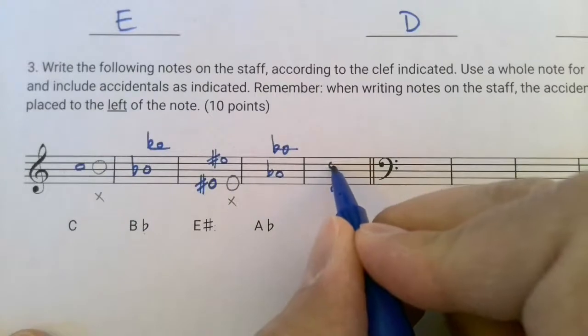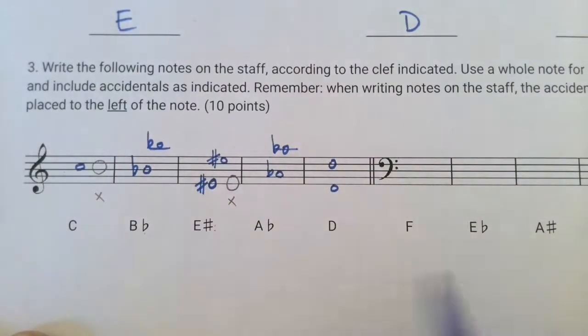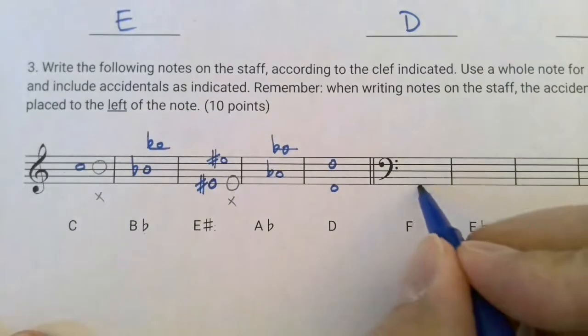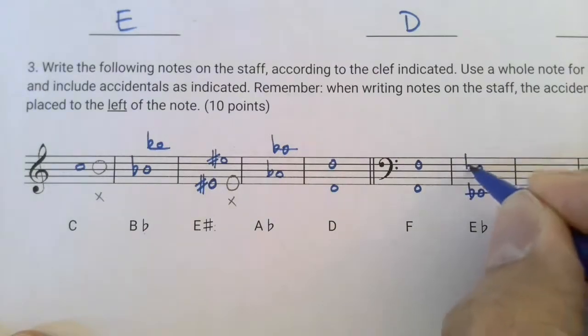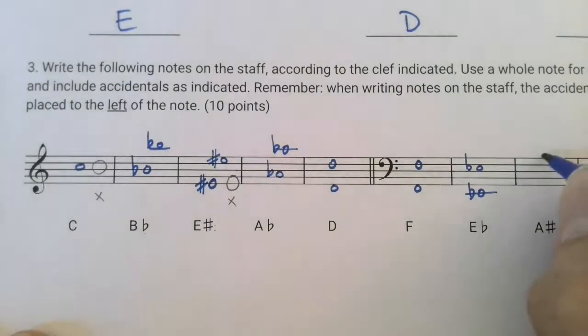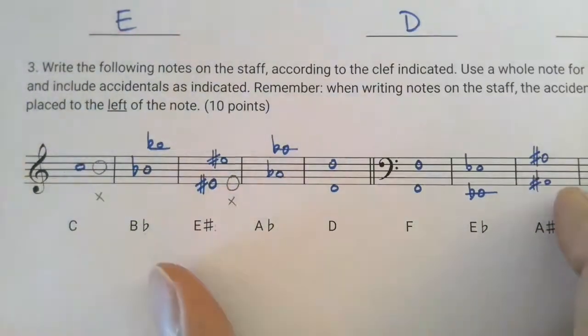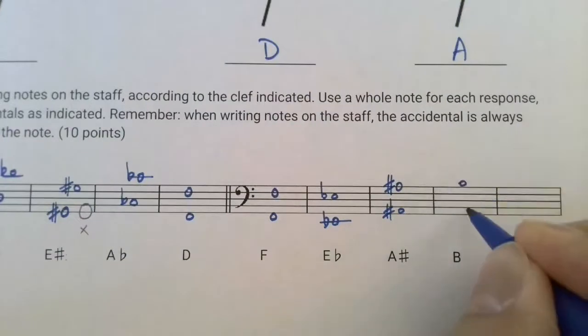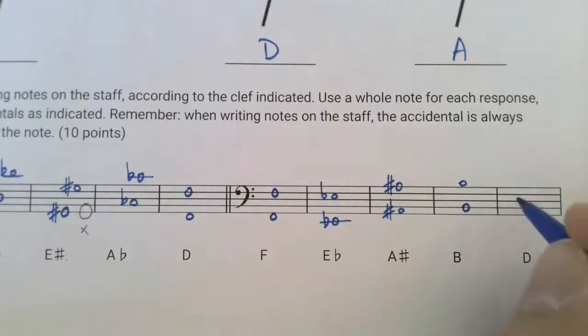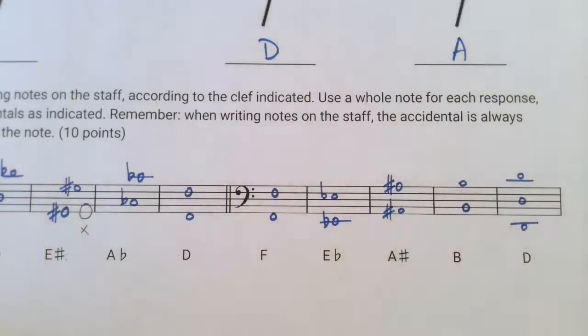D, these are a few different Ds. Okay. F, so now we're in bass clef. Okay, so an F here, an F here, E flat, E flats here, also here. A sharp, can do it here or here. Last two, B. There are two Bs here in the bass clef, and also D. There's actually three possible Ds, each one having one ledger line.